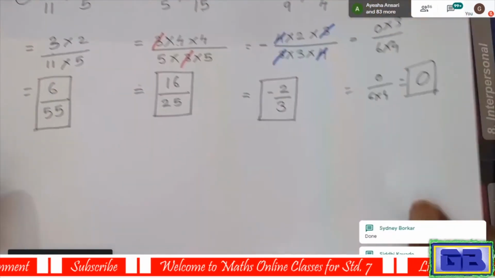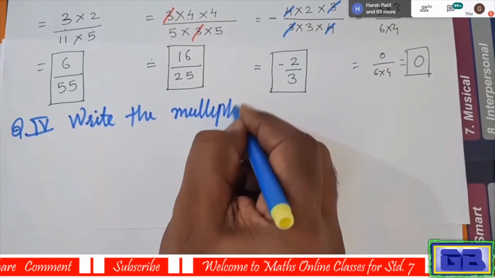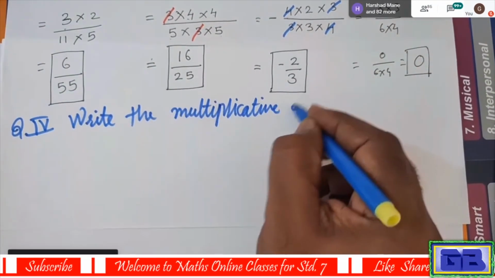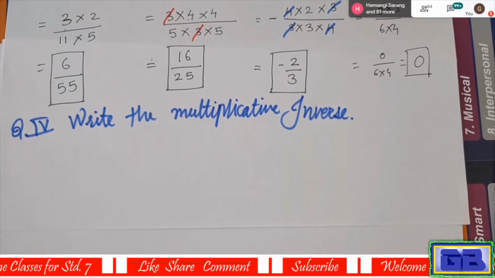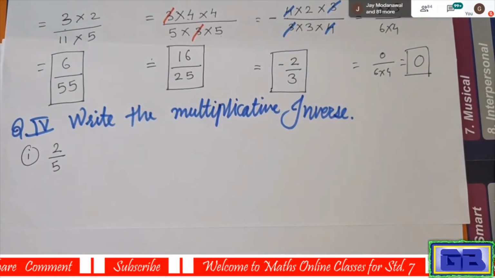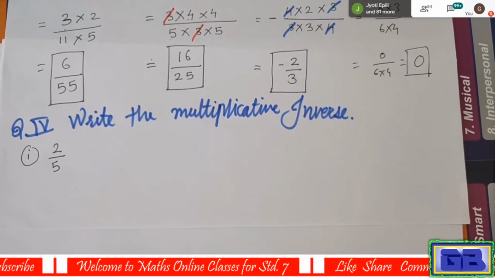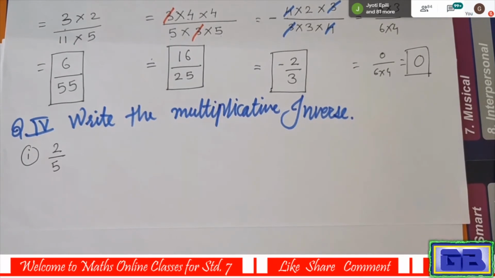Yes, now write down question number 4. Write the multiplicative inverse. First one is 2 upon 5. This is the easiest question. You only have to shift the upper number down and the bottom number up.